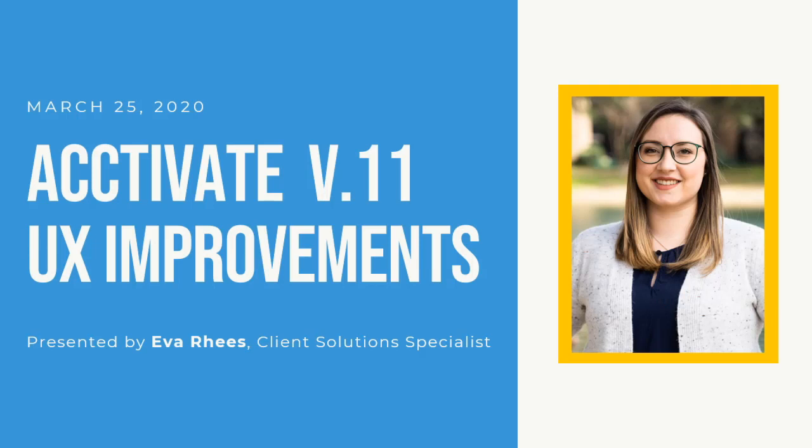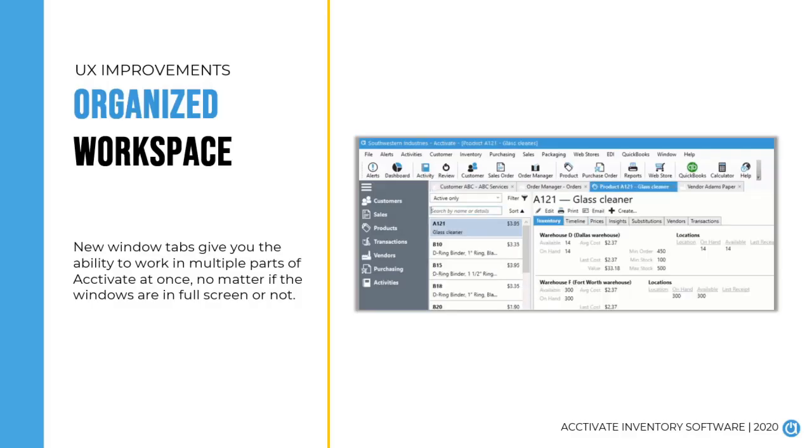This webinar is the first in a series of 3 to dive deeper into what's new in Acctivate version 11. I'm really excited to show you all the new features that the Acctivate team has been working very hard on. Today, we're talking about our new list windows, new navigation, and a new way to organize your workspace in Acctivate. Let's go ahead and get started.